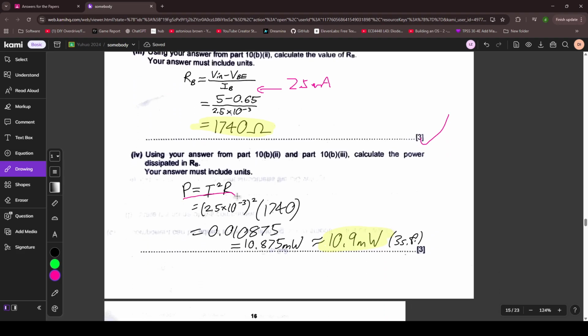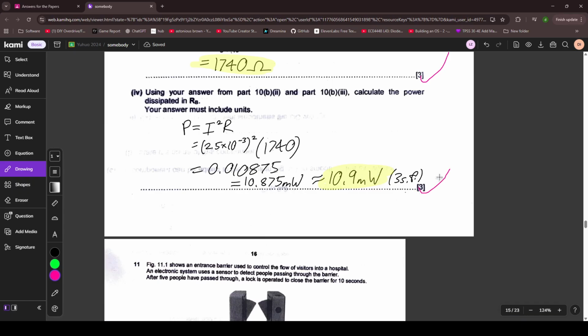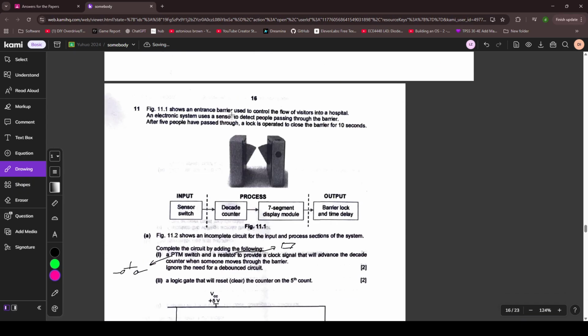So now you suddenly know how to use different equations. Yes, P is equal to I squared R, and it's just subbing in values: 10.9 milliwatts. Alright, so that's good. Question 11, entrance barrier, control flow of visitors into a hospital.